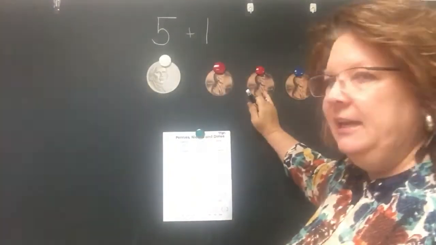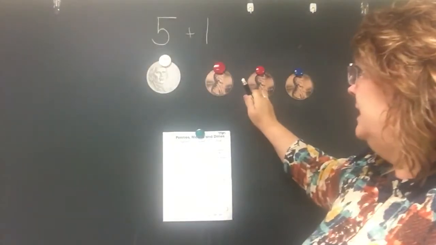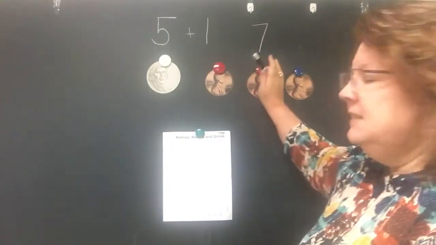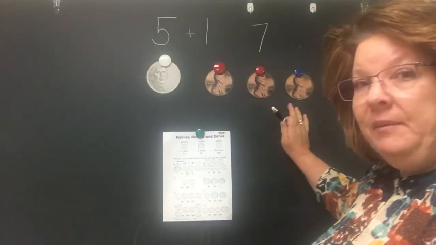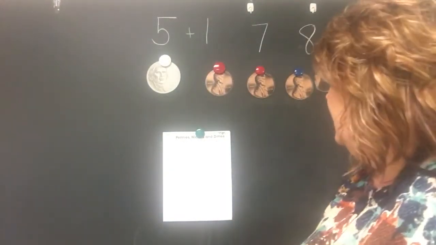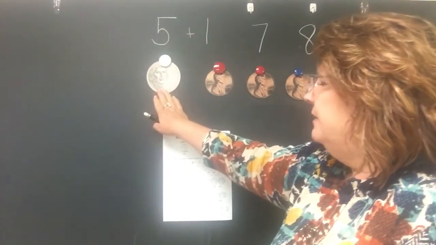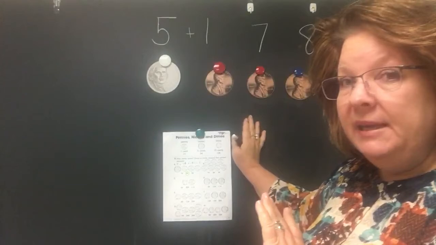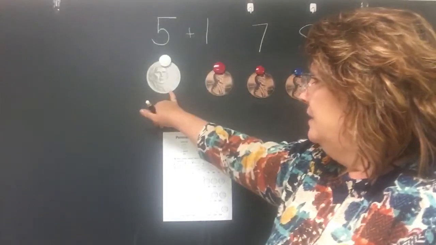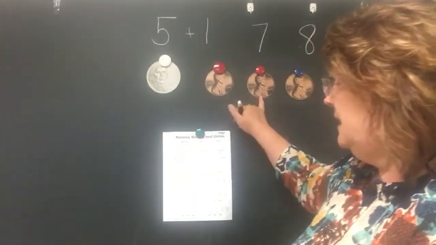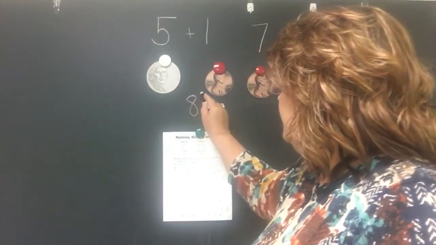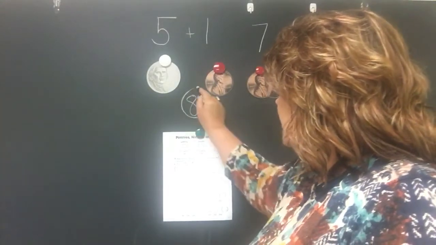Now, if I give you another penny, 6 cents plus 1 more cent would be how many cents? Good, 7 cents. And I give you 1 more penny, how many cents would we have? 8. Good job, 8 cents. Now, another way we could count that: 5. Now we're counting by ones because a penny is worth 1 cent, just like you're counting any object. 5, 6, 7, 8. 8 cents. And we always put the little cent sign so we know we're talking about money.